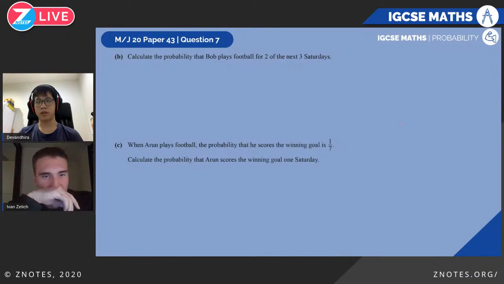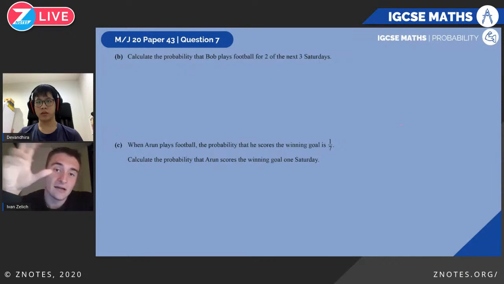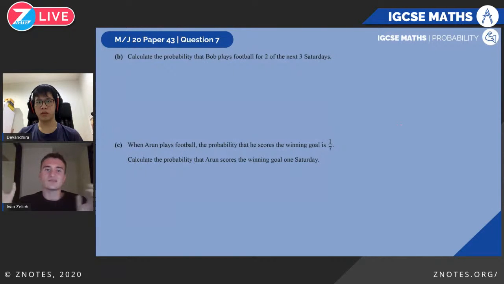Now you have to calculate the probability that Bob plays football for 2 of the next 3 Saturdays. Now that we have to choose 2 of the 3 Saturdays, there is choice. The way you do it doesn't matter. Actually, it kind of does matter, but it's not like we're specifically choosing. It depends on the way you want to look at it. But essentially, we can't make a choice on which one it is.